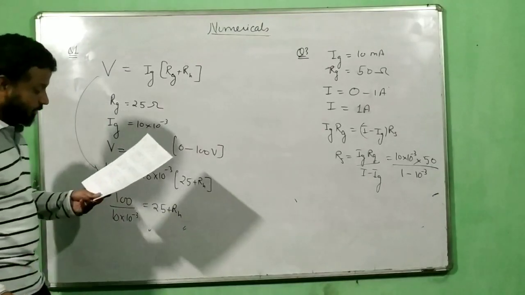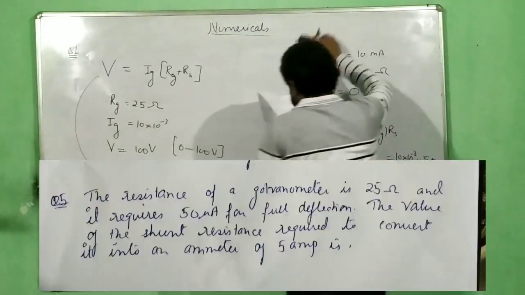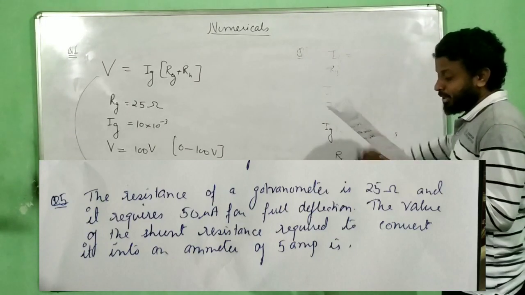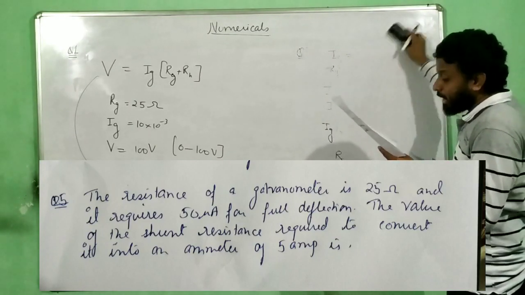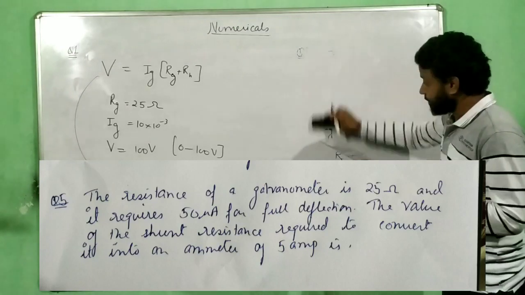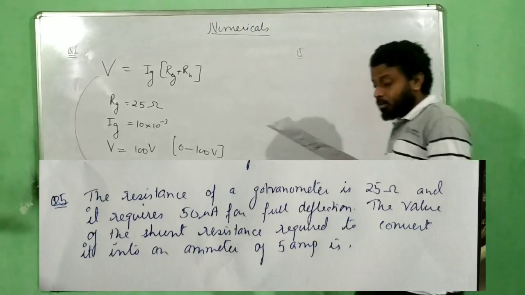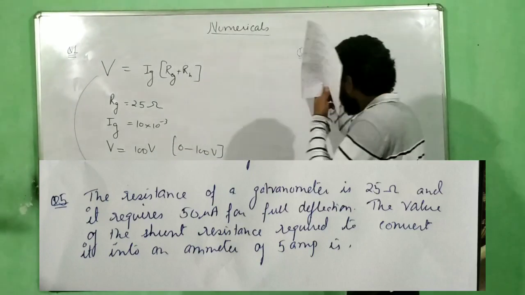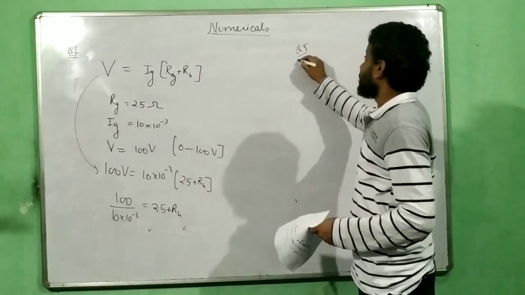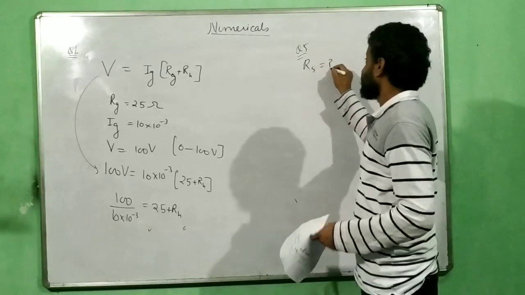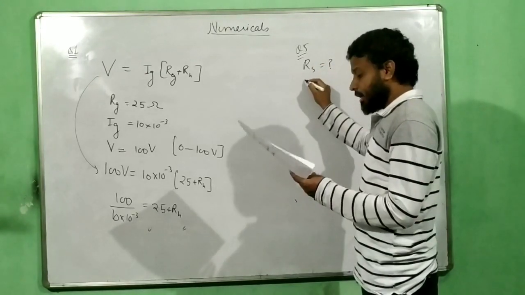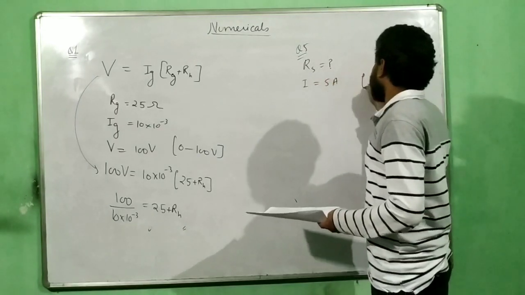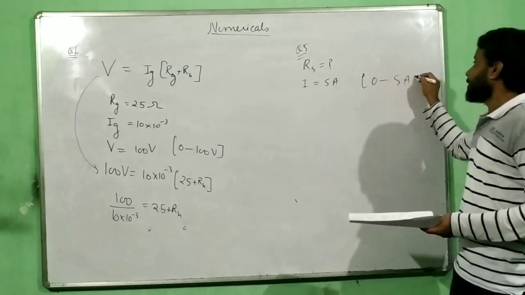Question number 5. If you read the question, the resistance of a galvanometer is 25 ohm and it requires 50 microampere for full deflection. The value of the shunt resistance required to convert it into an ammeter of 5 ampere is. So in question number 5, again I have to find the value of shunt resistance and 5 ampere. So the current is equal to 5 ampere. That means the range is 0 to 5 ampere.